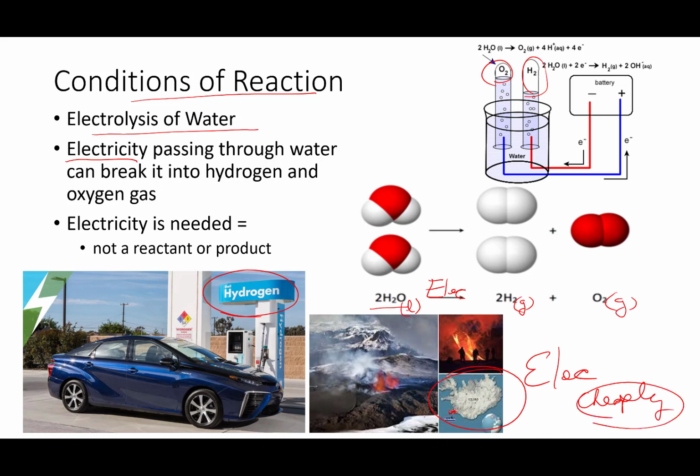Iceland has lots and lots of volcanoes. The heat from the volcanoes is being used to make electricity. The electricity is being used to break apart water molecules, and then the hydrogen gas fuels the cars. Why are they going through this process? Because the volcanic heat is not terribly good at running your automobile, so they have to transform it into another form of energy that is more useful for running a vehicle.